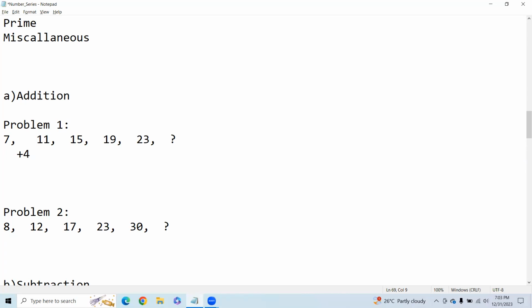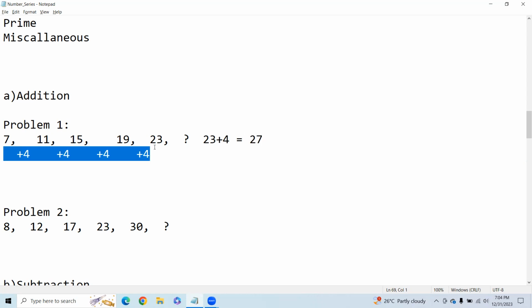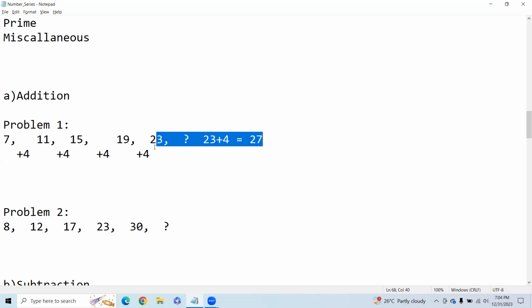Try to check whether the same pattern is followed in the next number or not. 11 plus 4, yes, we are getting 15. 15 plus 4, we are getting 19. 19 plus 4 is 23. So to find our answer, we have to do 23 plus 4, that is 27. So in this problem, our pattern is that every time the number is increasing by 4, and we got our answer: 23 plus 4, that is 27.